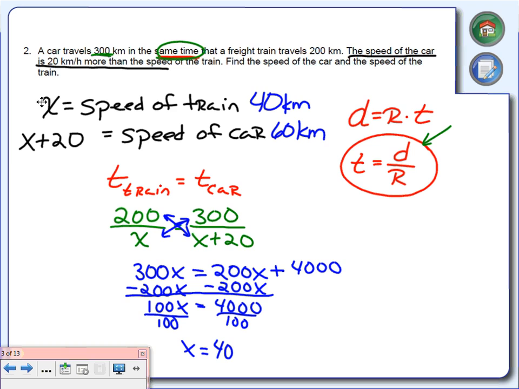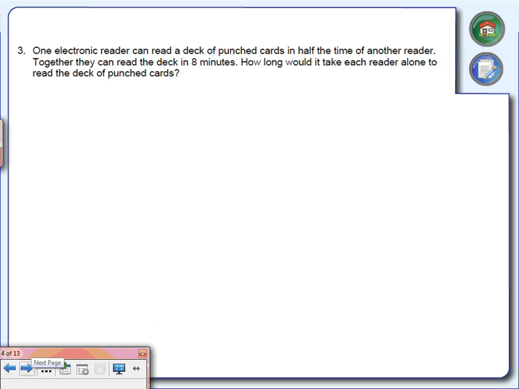It's a little tricky getting them set up, but once we have them set up, it shouldn't be too bad from there. All right, number 3 on the other side. Number 3, it says that one electronic reader can read a deck of punch cards in half the time another reader can. Together they can read the deck in 8 minutes. We want to know how long would it take each of the readers alone to read the deck of punch cards.